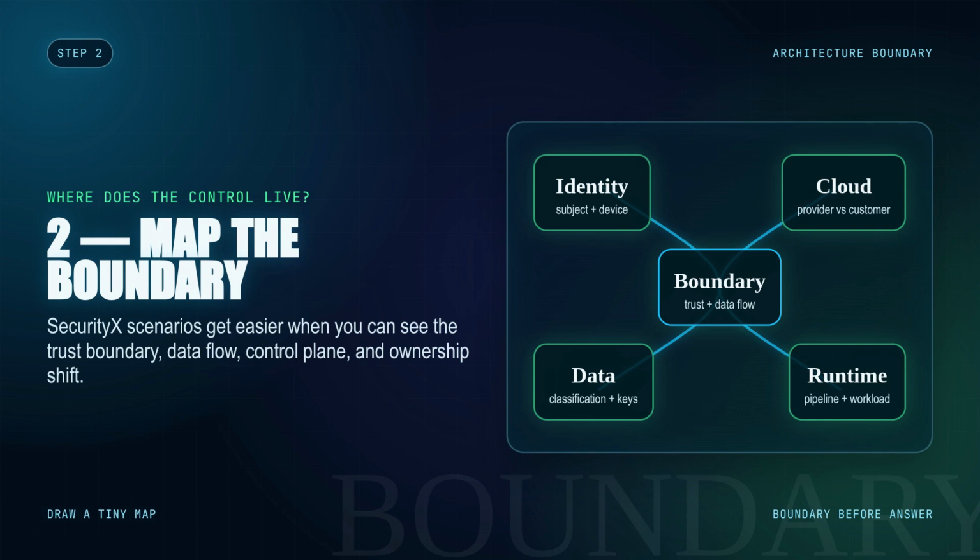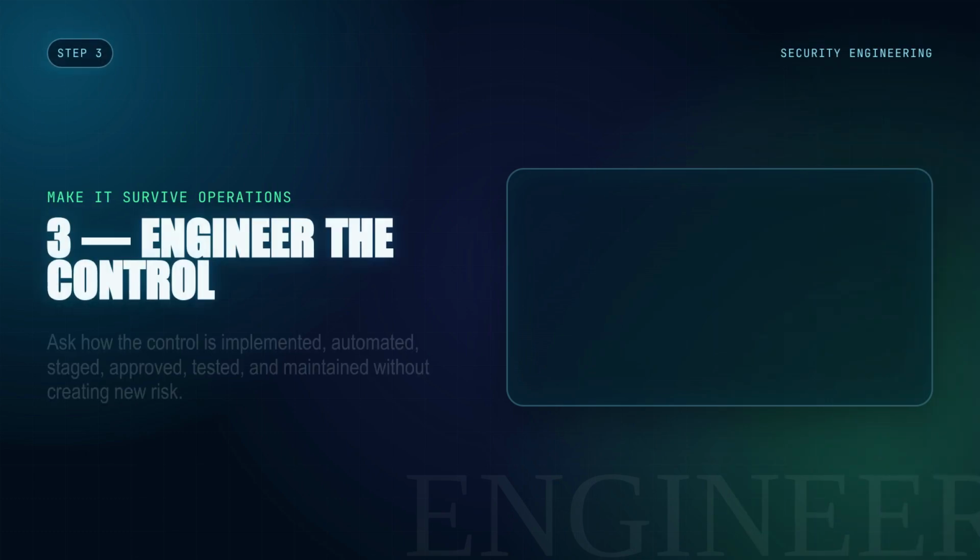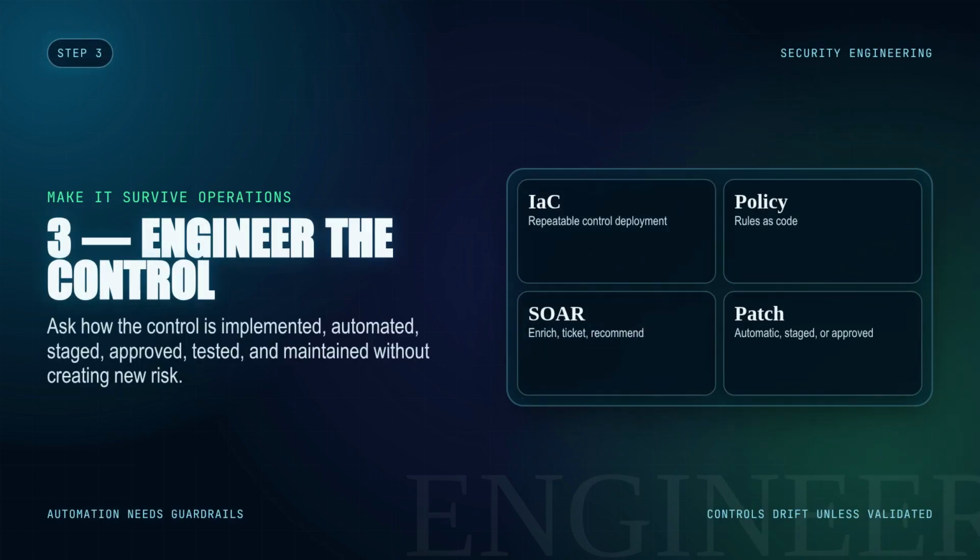For zero trust, map subject, device, application, data, policy decision point, and policy enforcement point. For cloud data security, map object storage, database, keys, identity, logging, and data classification. For SIEM, map log sources, parsing, normalization, correlation, alert triage, retention, and investigation. SecurityX scenarios often become easier when you can see where the control belongs.